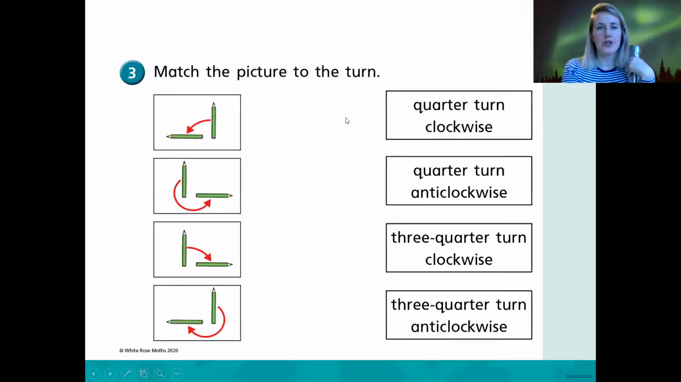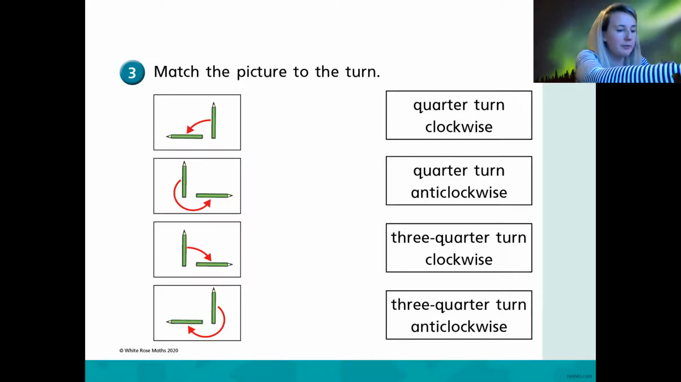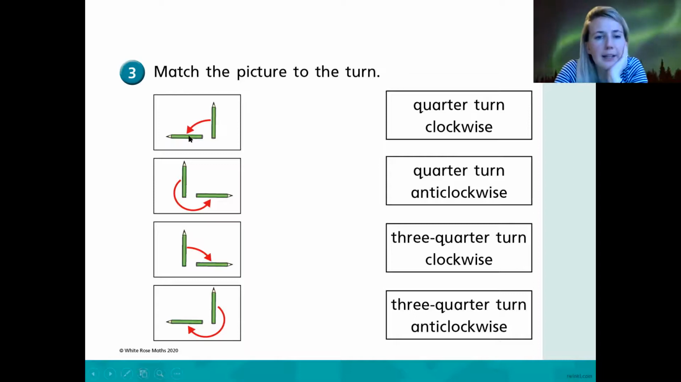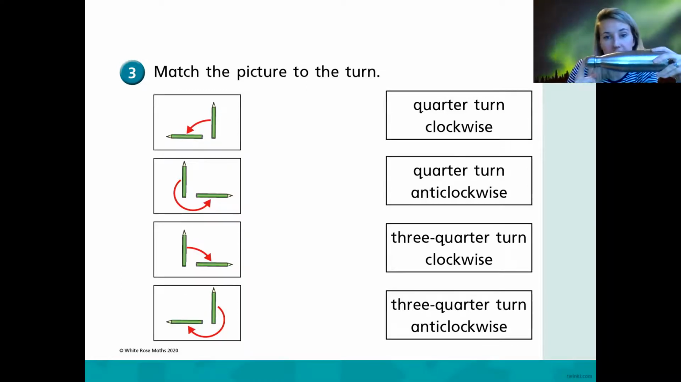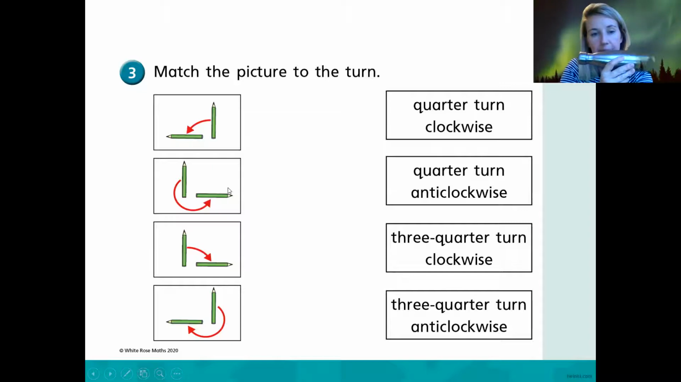Match the picture to the turn. Right. Let's have a think about this. Pause me if you want to have a go on your own. Now, okay, this pencil started off up like this. So I'm doing an object. And now they're starting to talk about clockwise and anti-clockwise, aren't they? So a quarter turn clockwise would be like that. Yeah, so that's the tip of the pencil. So a quarter turn clockwise, I can see is that one over there. Okay, you draw a line to that one. That's a quarter turn clockwise.